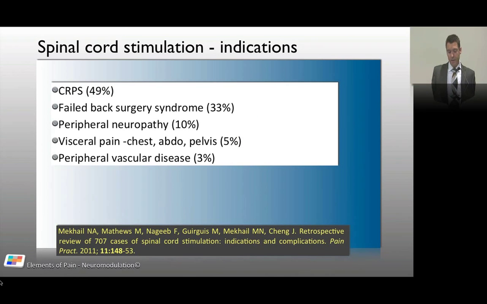And then I just wanted to give you a paper that I found in 2011 out of Pain Practice, where a group had a look at the patients that they put stimulators in and defined their indications, and there are the numbers there. So half had them implanted for CRPS, 33% had them implanted for failed back surgery syndrome, 10% peripheral neuropathy, visceral pain 5%, of which there can be a number of uses, and people are now doing them for visceral pain, and peripheral vascular disease, only a small percentage.